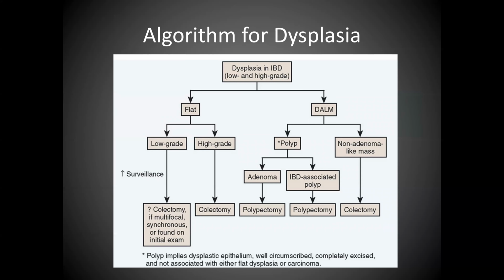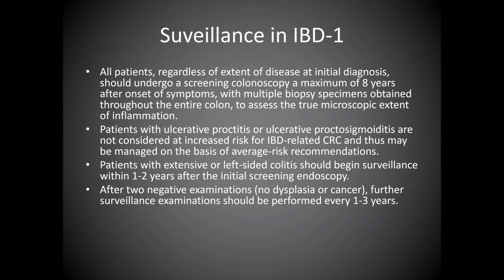And here we go, another algorithm to look at. The low-grade mass lesions are followed up like a polyp, with polypectomy. But if it's a non-adenoma-like mass, say maybe more like a sessile serrated adenoma, that has a slight mass lesion but not necessarily the berry type of polyp, those patients may need to get colectomy or segmental resection. So the details matter in terms of surveillance.